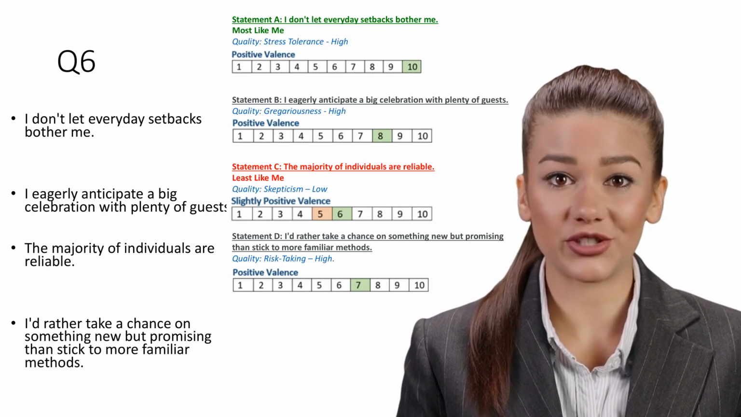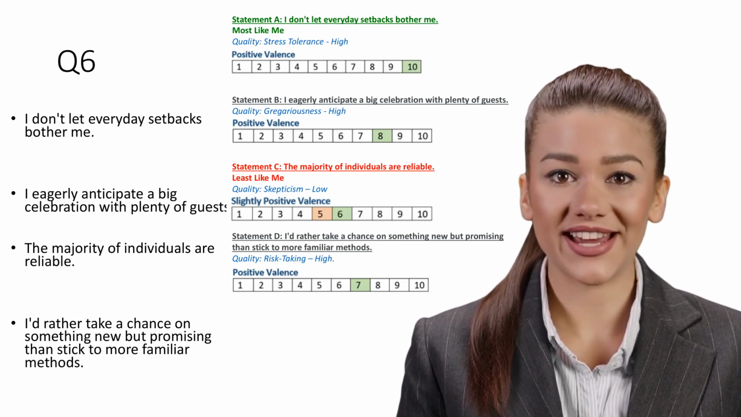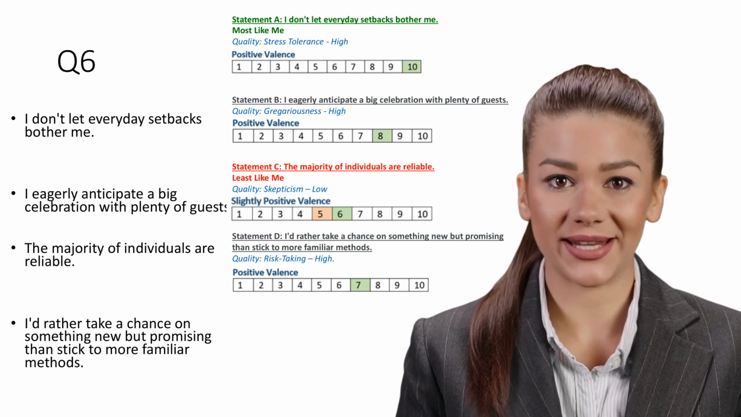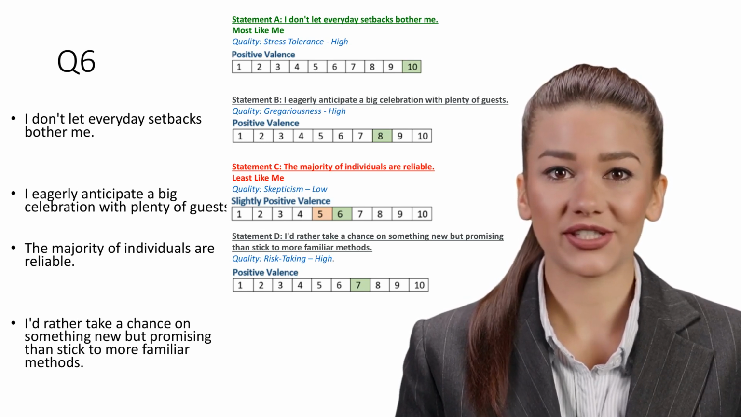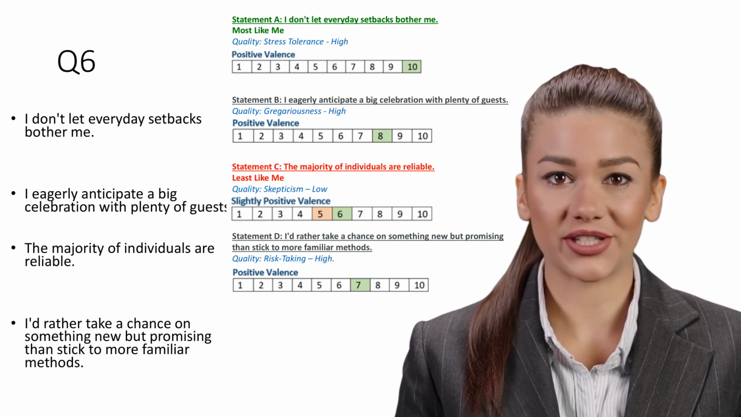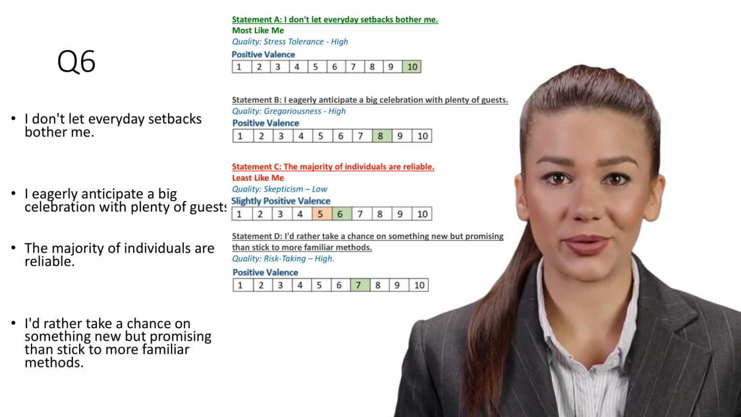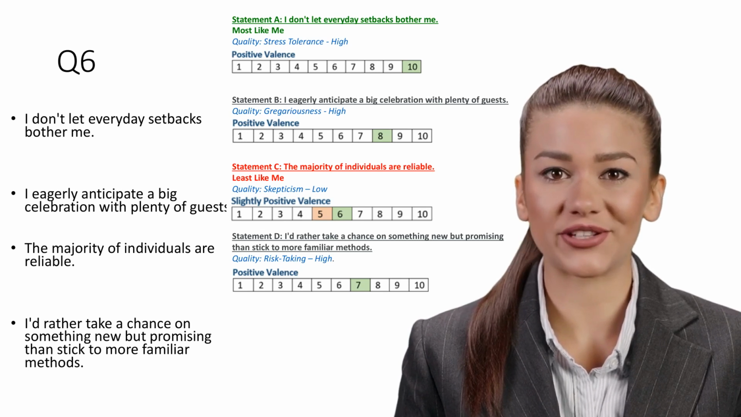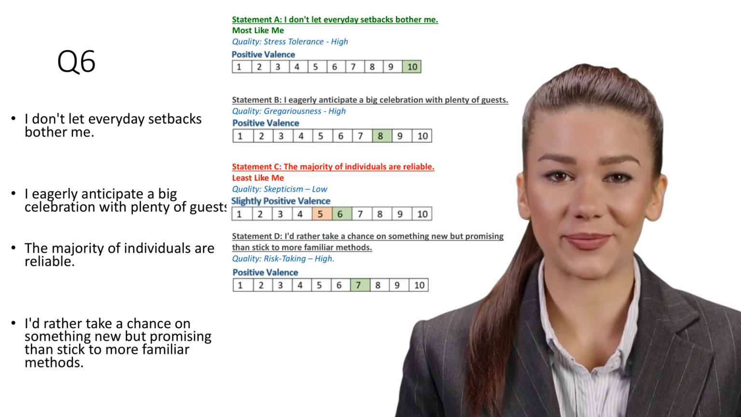Statement C. The majority of individuals are reliable. Least like me. Quality, skepticism low. All four statements in this question are positive to some degree, but this one is less so for many work positions. But being too trusting may not be an asset in business when a more middle ground approach to trusting others is more desirable.